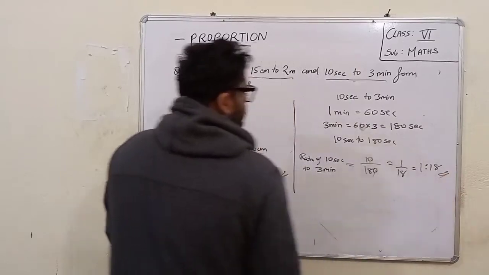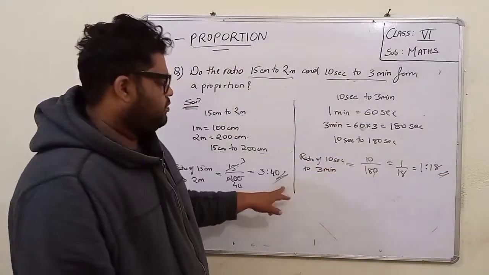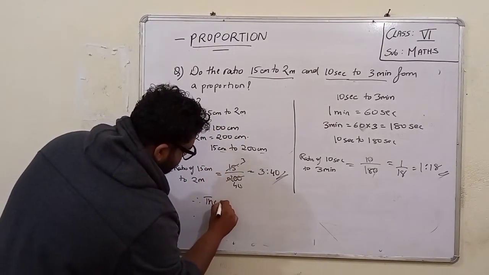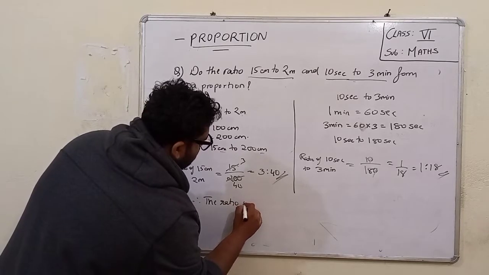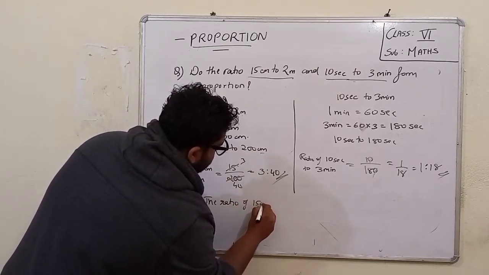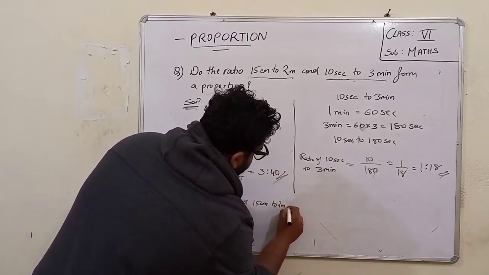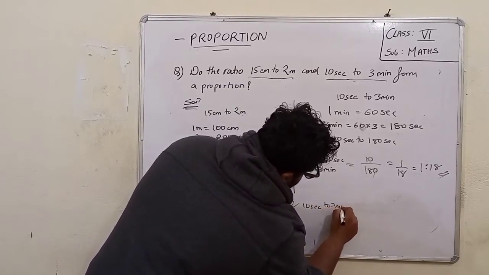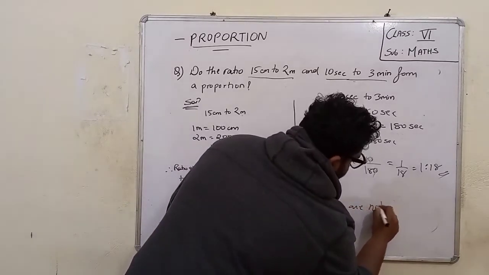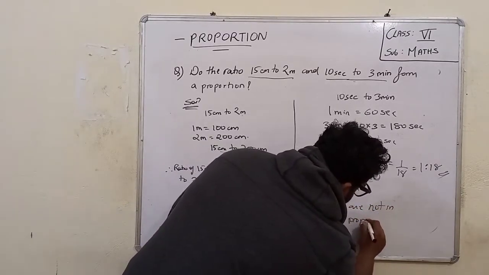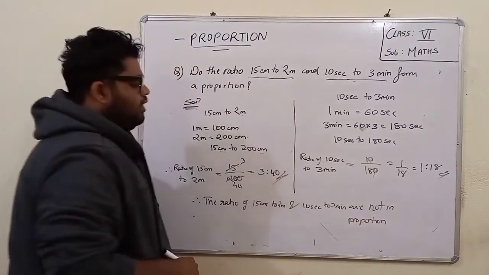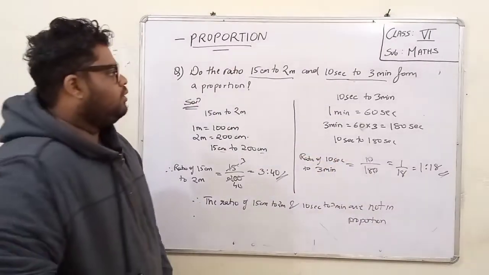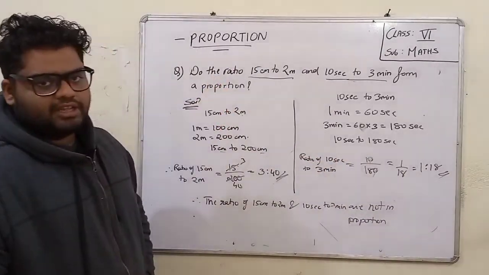So, are the ratios the same? No, they are totally different. Therefore, the ratios of 15 cm to 2 meter and 10 seconds to 3 minutes are not in proportion. Why is it not in proportion? Because their ratios are entirely different. Okay, I hope you got how to solve word problems like this.